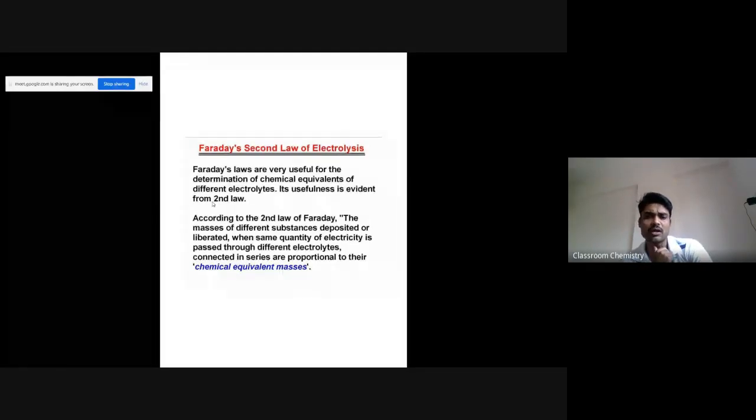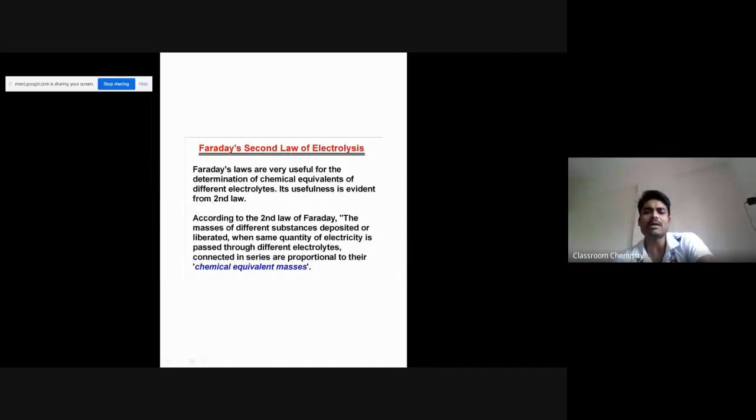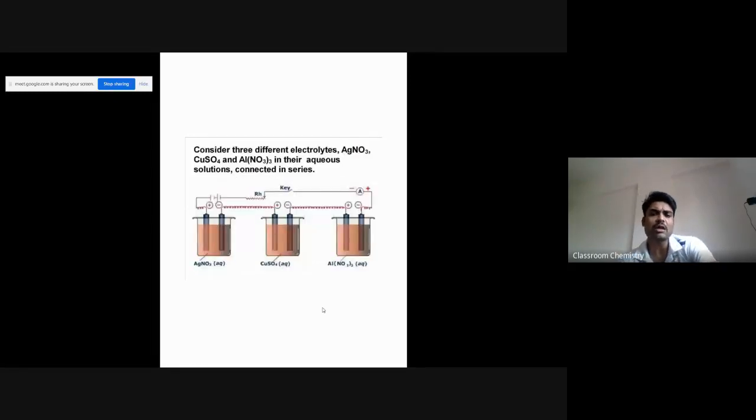When the same quantity of electricity is passed through different electrolytes connected in series, the masses deposited are proportional to their chemical equivalent of masses. कशाला proportional आहे? Their chemical equivalent of masses.